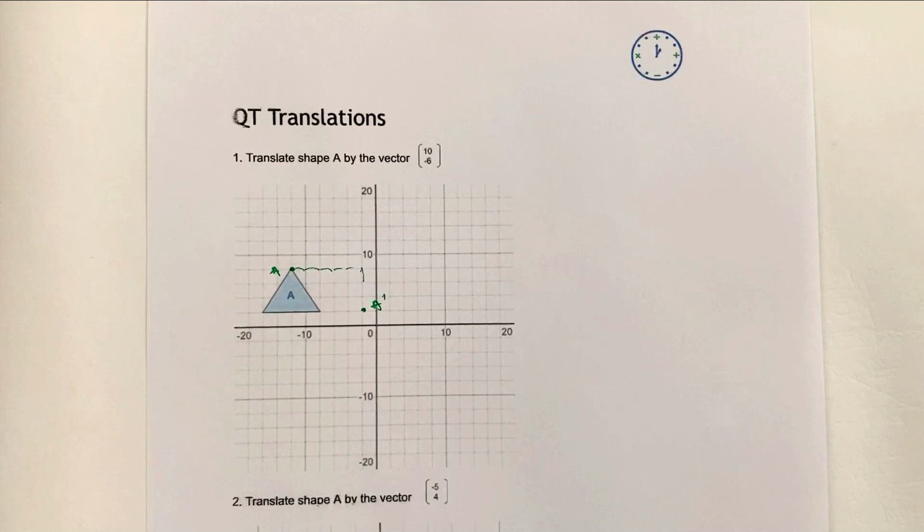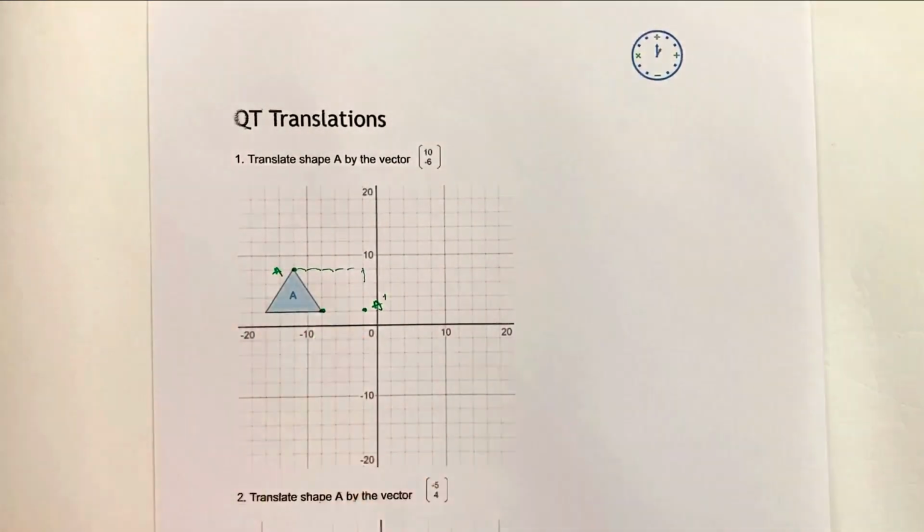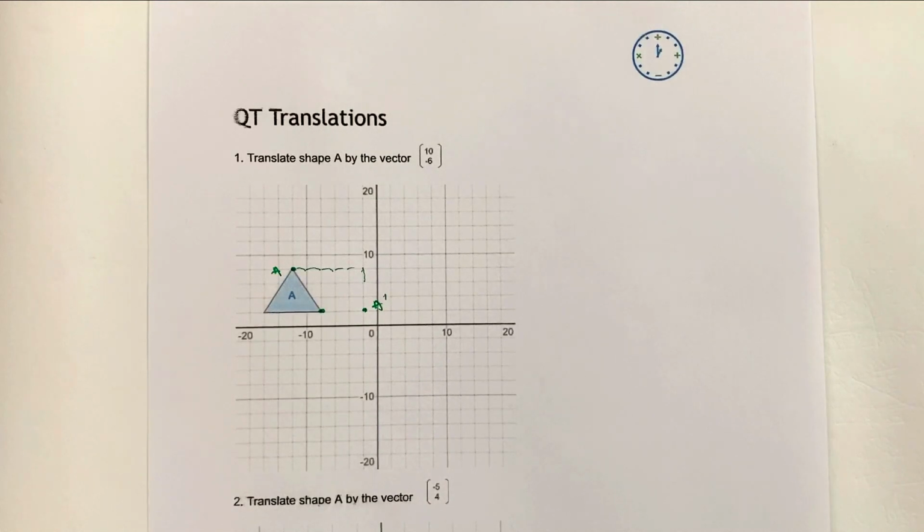So let's do the same then for the other 3 points of this triangle. I do suggest you go point to point, or they call them vertex, the corner of the polygon or the corner of the shape. Just go point to point, it will make your life a little bit easier.